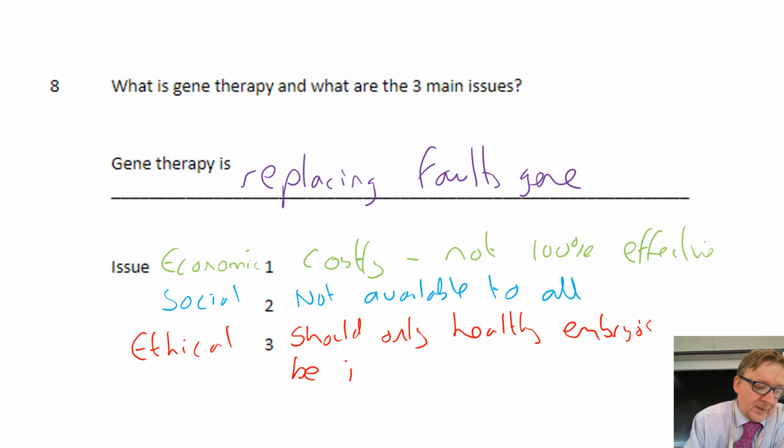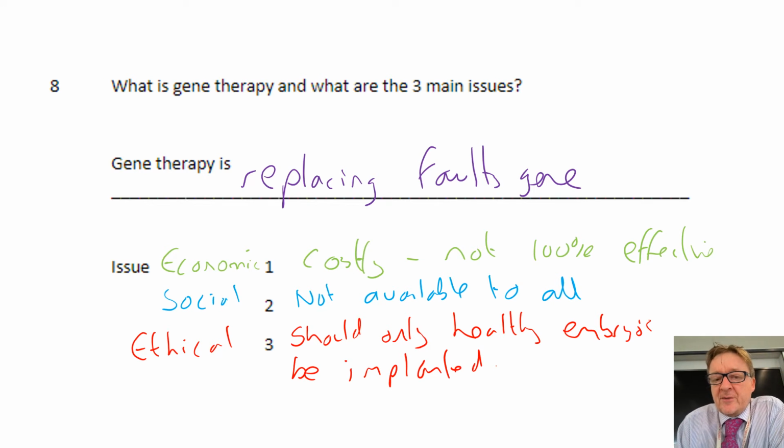be implanted. What we're talking about here is you've gone to gene therapy, you found out that your embryo has faulty genes in it, and so you can then replace those faulty genes in the embryo. Is that the right thing to do? Is that fair, that you've gone in and changed the genetic makeup of that embryo? And ethically, is that the right thing to do?